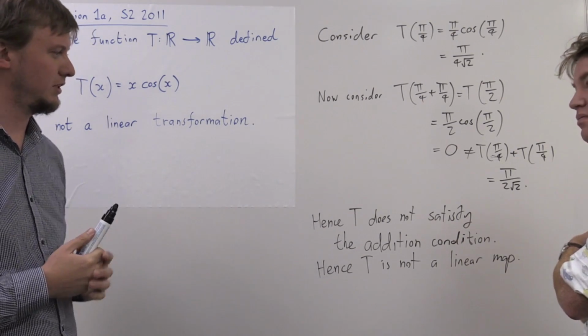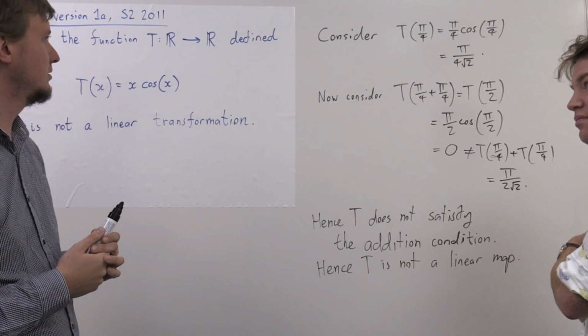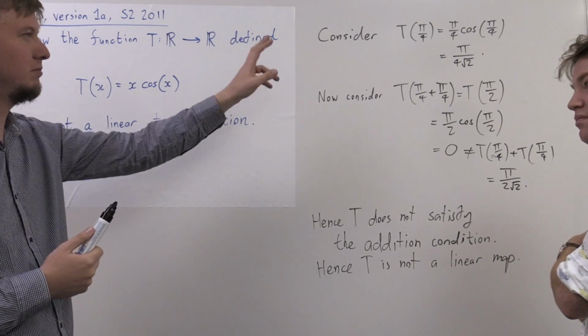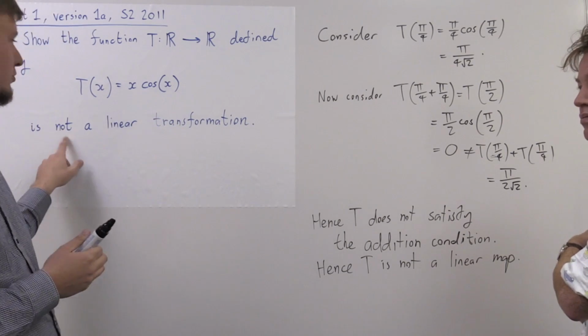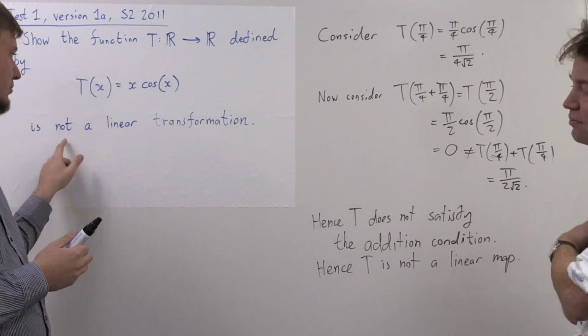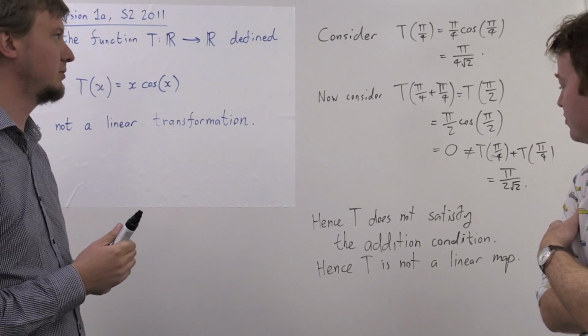Okay. So for this one, I think you need to be just a little bit clever. And if it doesn't work, start again. We've told you it's not a linear transformation, so you know what you're doing. You just need to find a nice example.